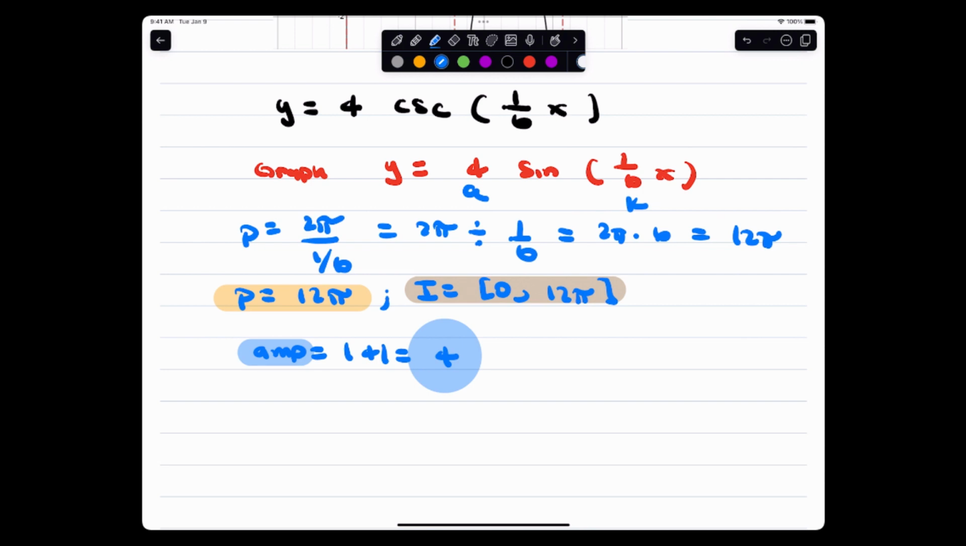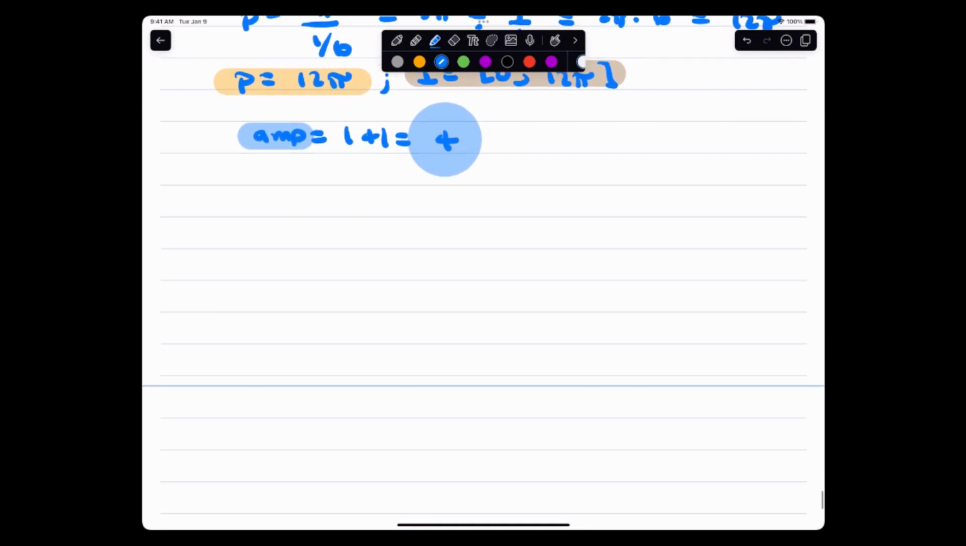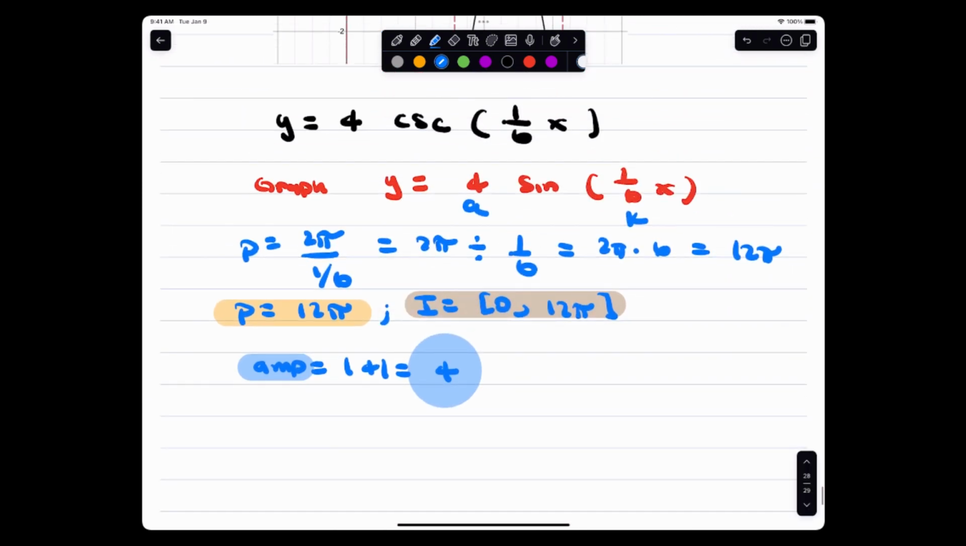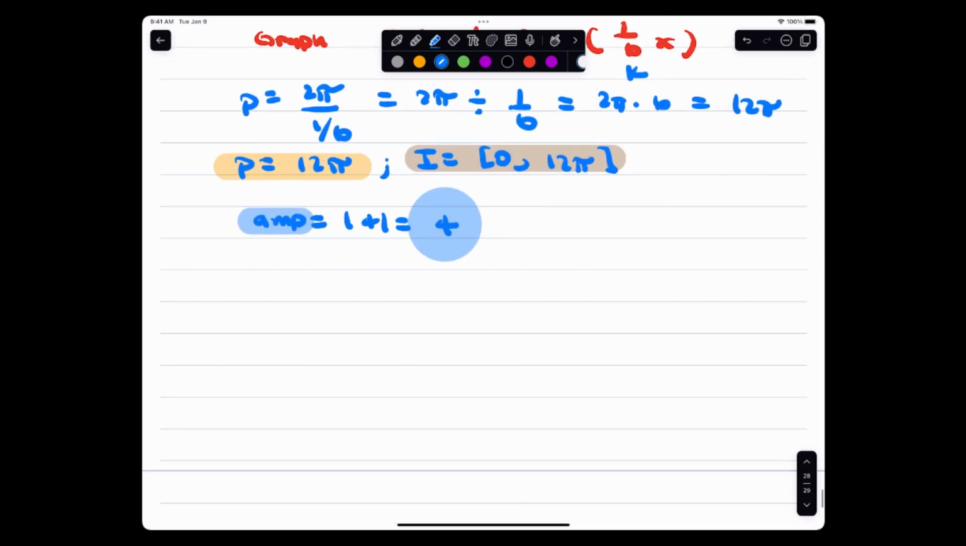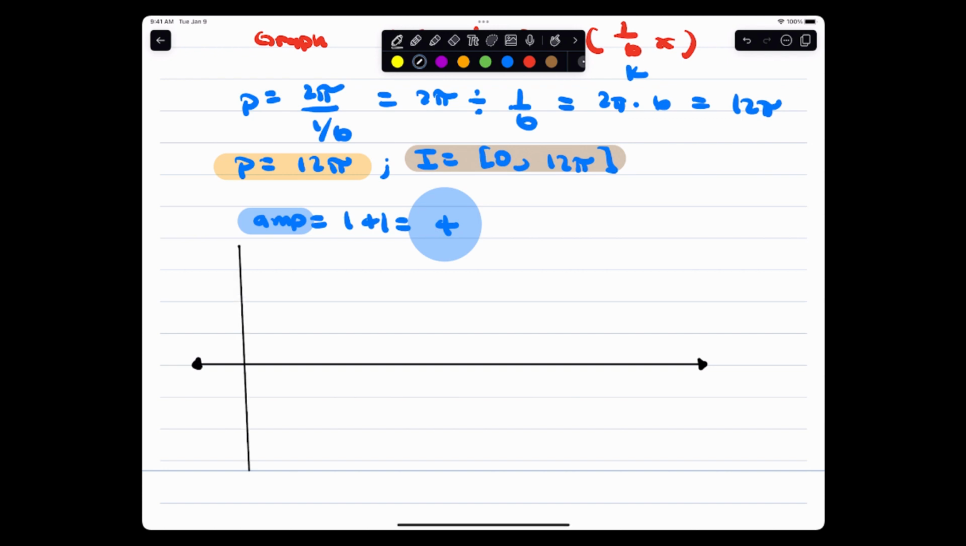Let's put these ideas together now. You're going to graph the sine curve so you can graph cosecant, right? So I'm going to try to, maybe I'll just put it right here. Maybe it'll fit. Zero to what? 12 pi. Okay, what's halfway? Good, 6 pi. What's halfway between 0 and 6 pi?